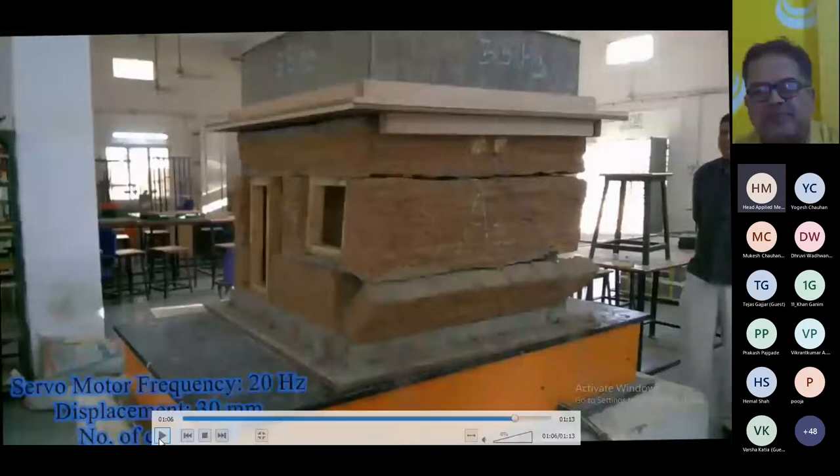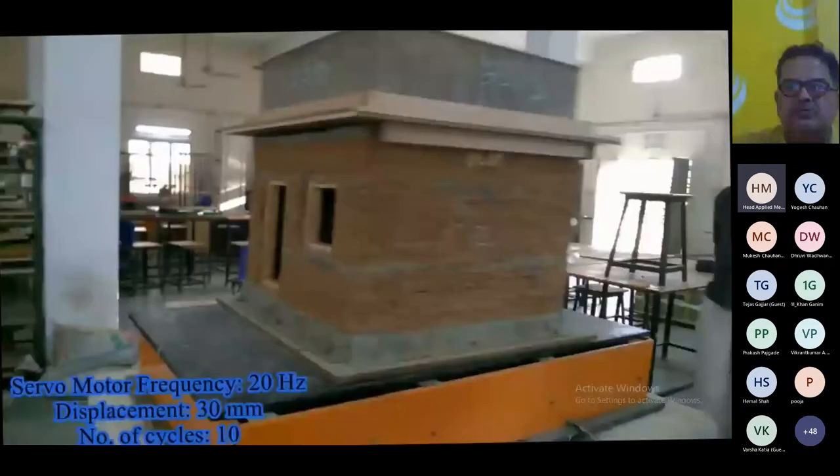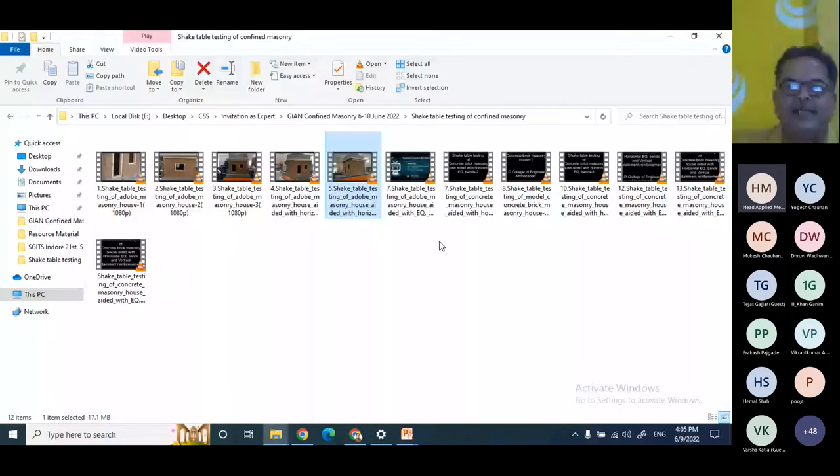Just look at it again, right? Okay, so you have to understand the behavior. We don't need only the horizontal bands, we need vertical bands also. Vertical reinforcement also, sorry.